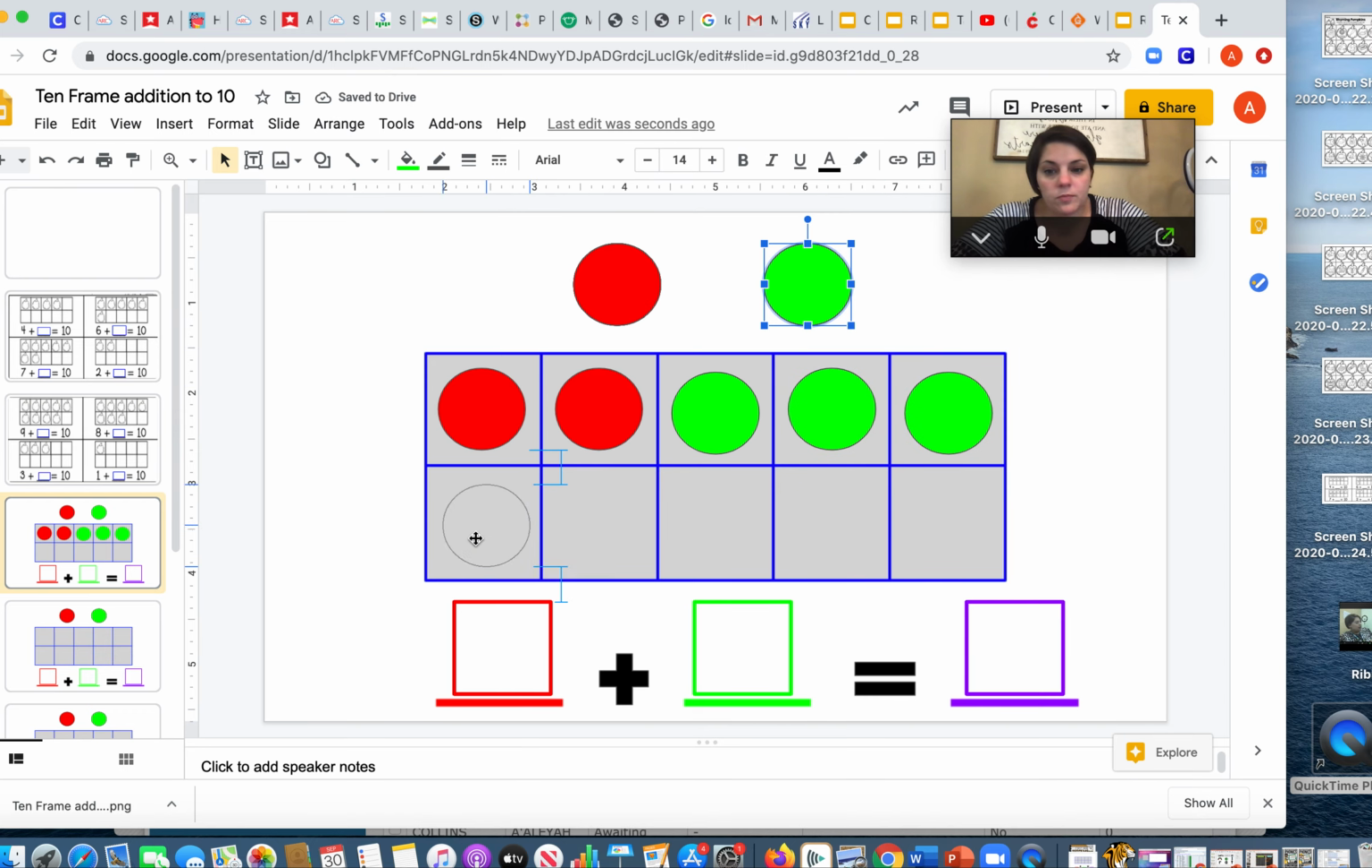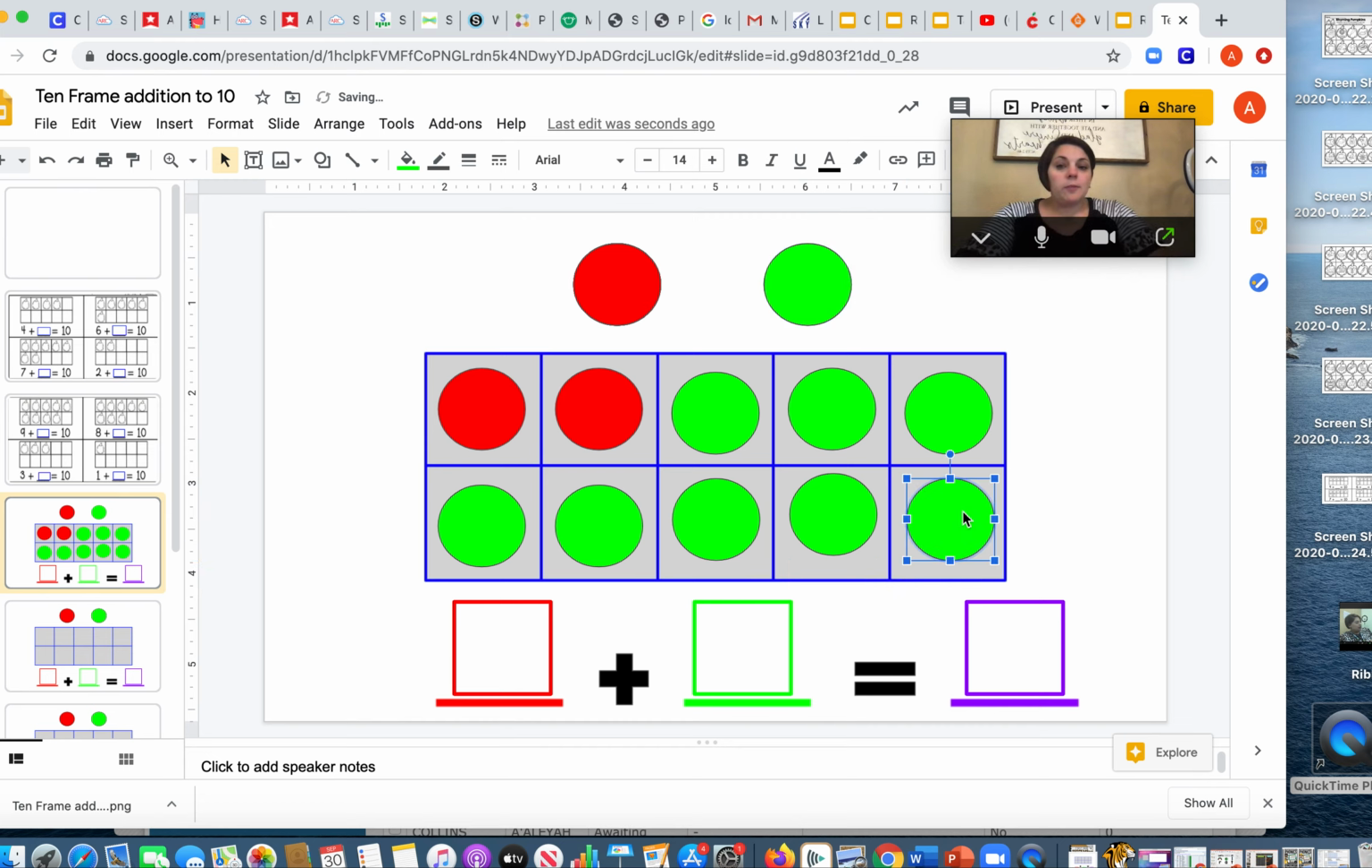Now, after you get your whole 10 frame filled in, it takes me just a minute to move them all, just like it takes y'all a minute. On my computer, it's a little bit harder than an iPad to just drag things. Okay, so now I have 2 numbers. My first one was the red numbers. How many reds do I have?